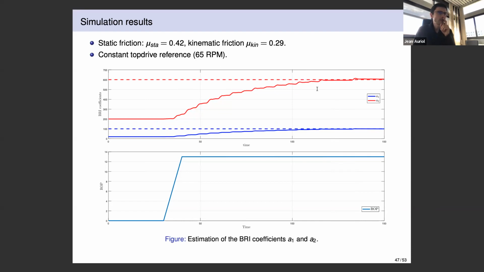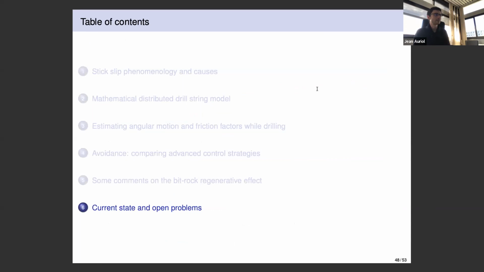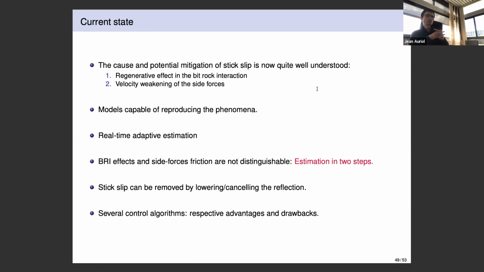These are results from 2018 or 19, but I think Roman obtained with Shanti some other results recently on this topic. Okay, so to conclude, to summarize the presentation, there are two different causes for stick-slip. One is related to the regenerative effect in the bit-rock interaction. The other one corresponds to the velocity weakening of the side force. We have derived some models which are able to reproduce these different phenomena, and we have proposed real-time estimation procedures.